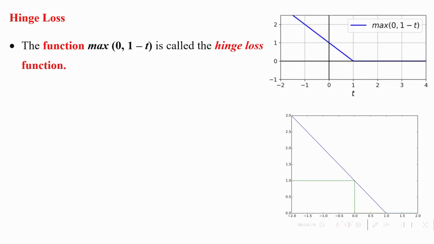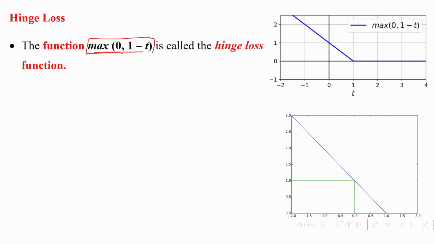Here our aim is to find the t value. The cost function is a function of max of 0 comma 1 minus t. Max of 0 comma 1 minus t is called the hinge loss function, so that defines the margin violation elements.